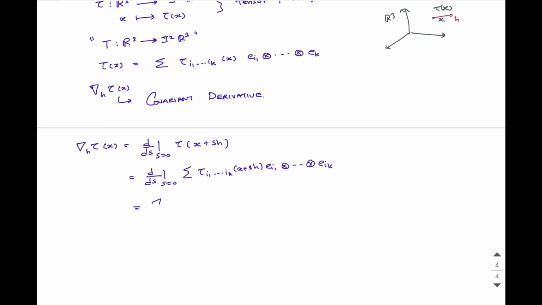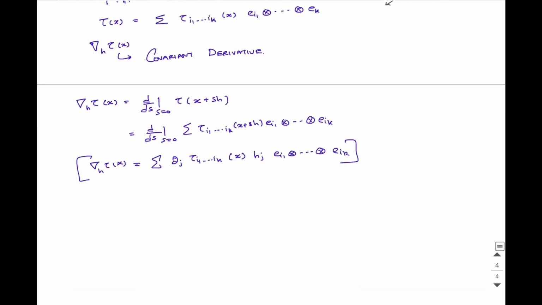You follow the chain rule of differentiation, so it's going to be the sum of the partial derivative of tau i1 all the way up to ik. I'm just going to use j, so let me use partial j of tau i1 to ik at the point x times hj, again e_i1 tensor product e_ik. So that's the expression for the covariant derivative of tau at the point x along the direction h.